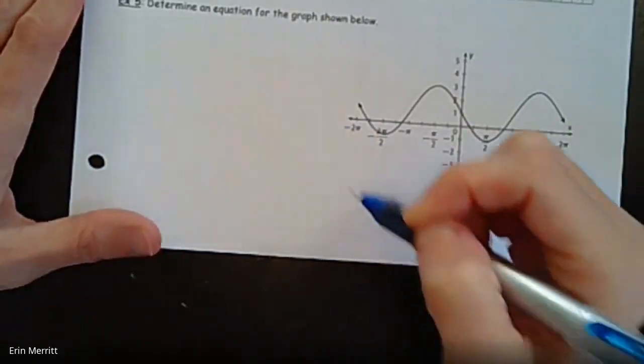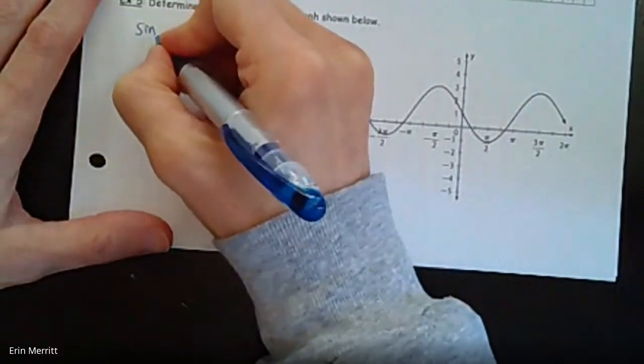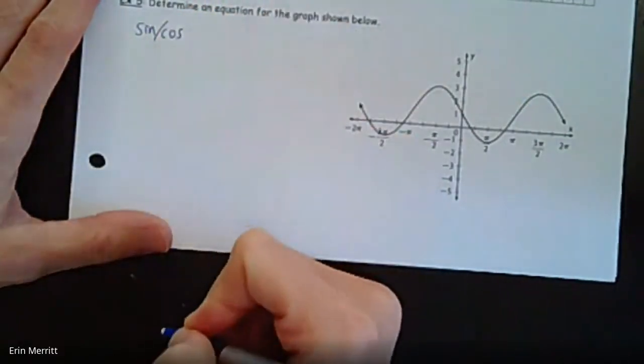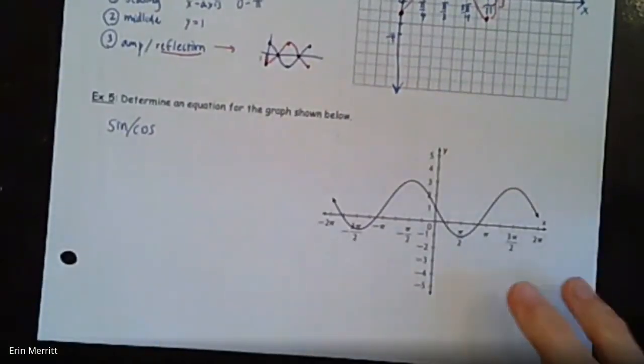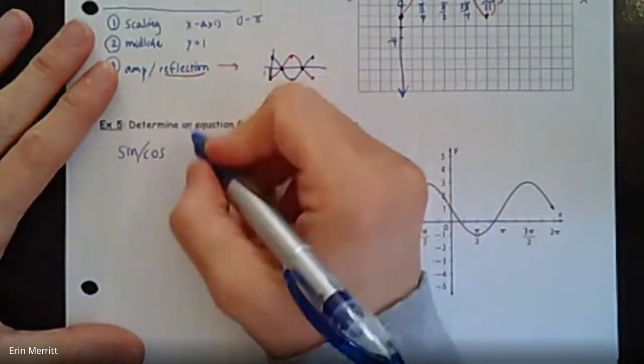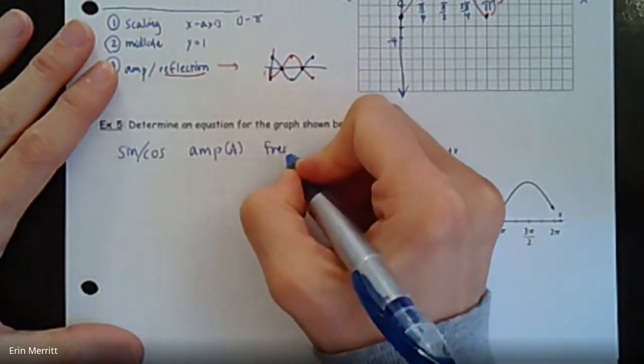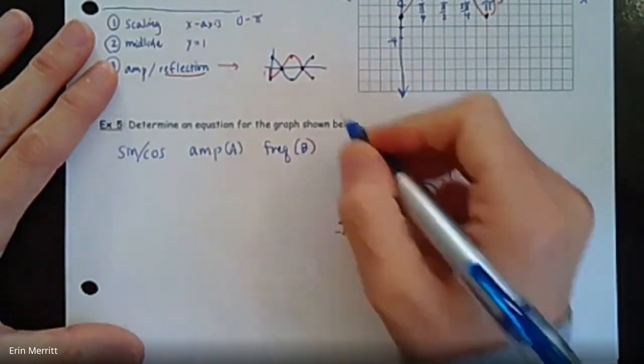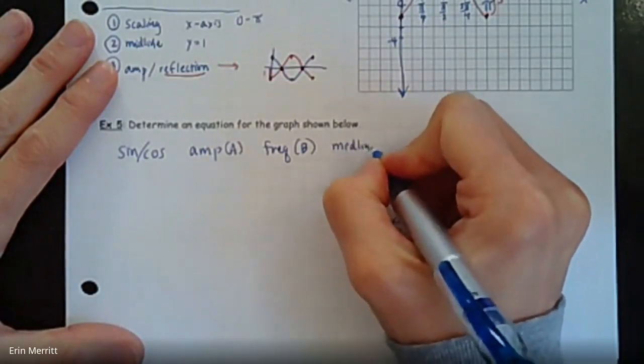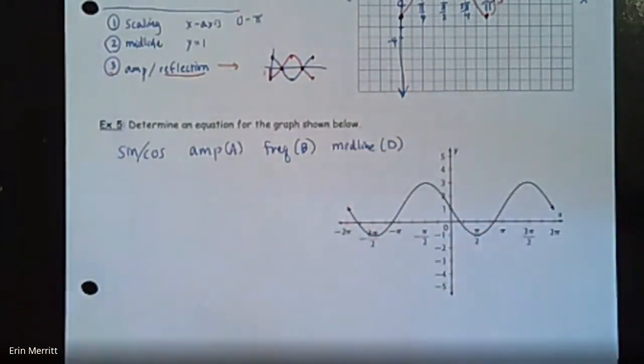This time, though, you have to figure out, is it sine or cosine? And then what is the amplitude, the A? What's the frequency, the B? And then what's the midline, the plus D? Okay.